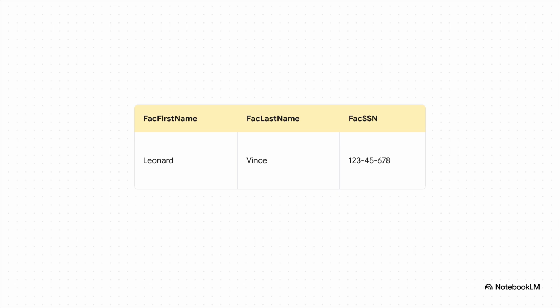So, our first piece of evidence, the faculty table. Pretty straightforward. We can look up Leonard Vince and get his unique identifier, his faculty SSN. So now we know who he is, but we know absolutely nothing about what he actually teaches. It's a lead, but it's not the whole story.